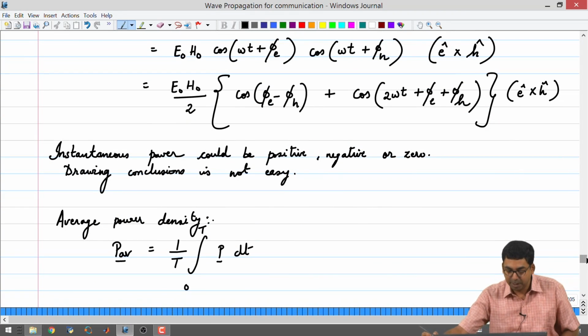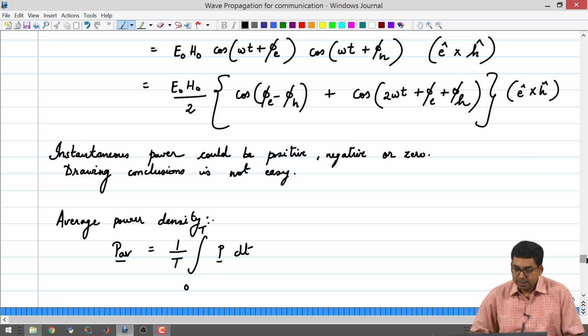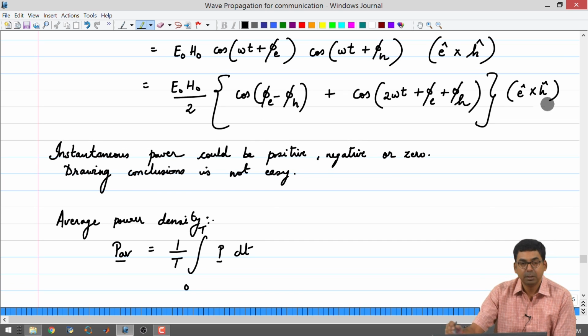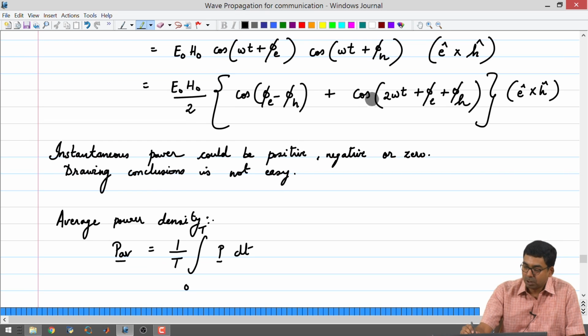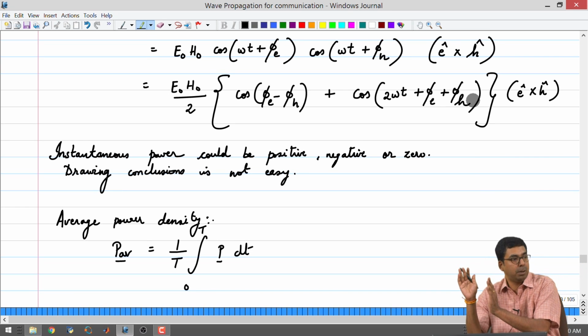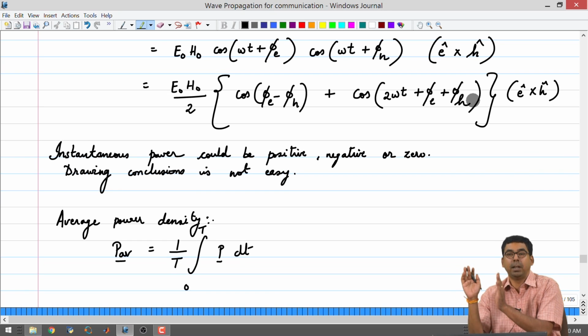And one of the things that we can immediately notice is that the instantaneous power broadly can be split into two quantities. E naught H naught divided by 2 cos of phi E minus phi H, E cross H, that is one term. The other term is E naught H naught divided by 2 cos of 2 omega t plus phi E plus phi H, E cross H. So, the second term is dependent upon time in a periodic manner, and the function being precisely a cosine.